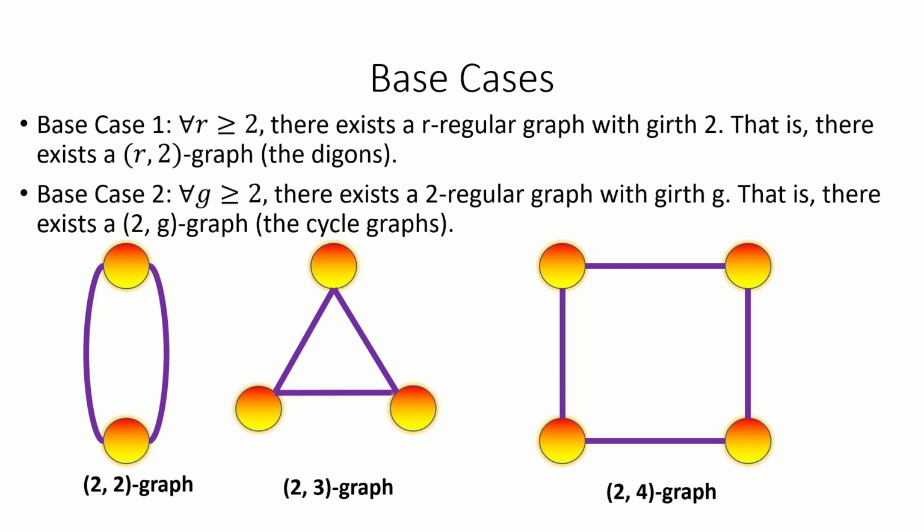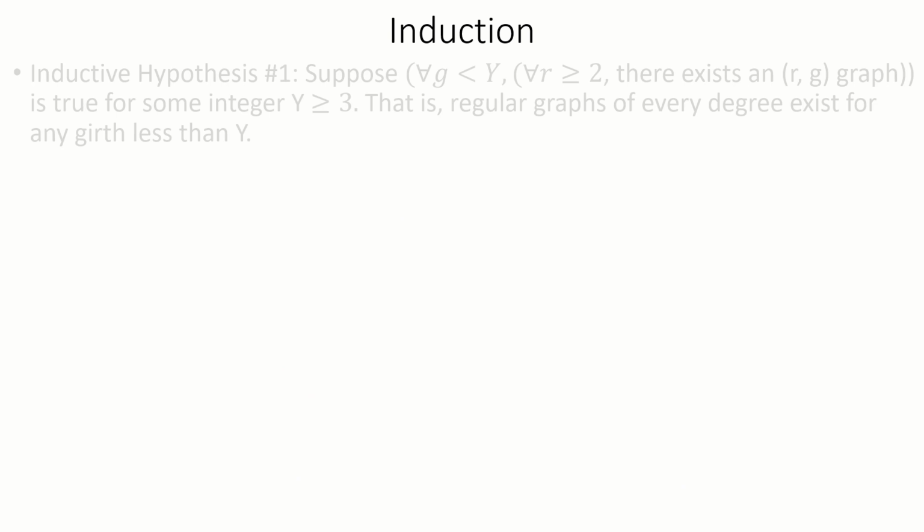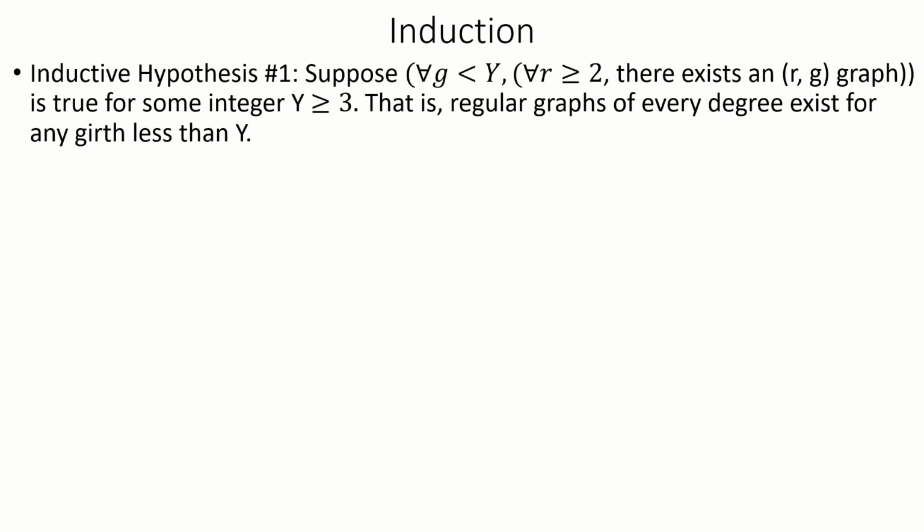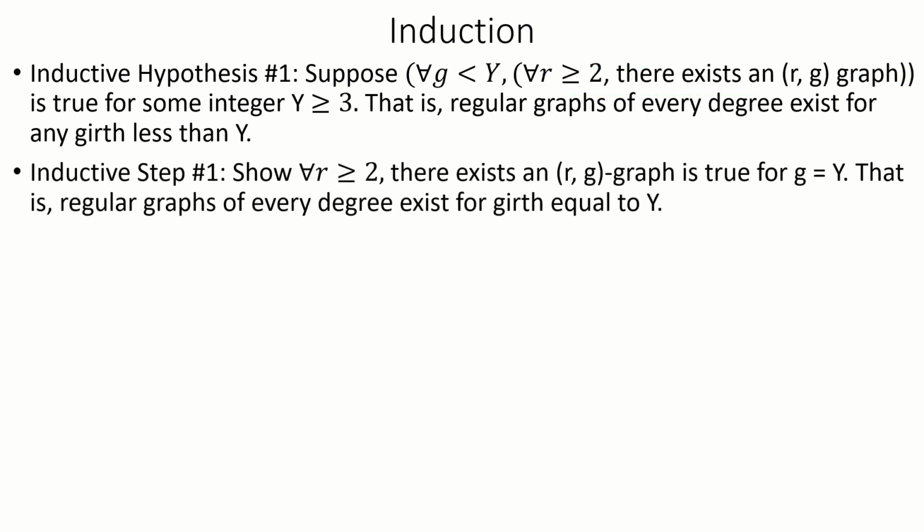Next, let's induct on girth. Our first inductive hypothesis is that for all G strictly less than an integer y, which is greater than or equal to 3, the statement "for all R greater than or equal to 2, there exists an RG graph" is true. We want to show that this implies the truth of the statement "for all R greater than or equal to 2, there exists an RY graph."